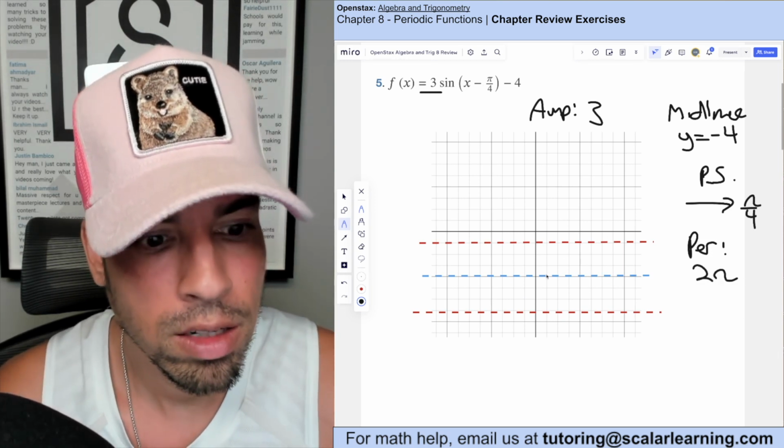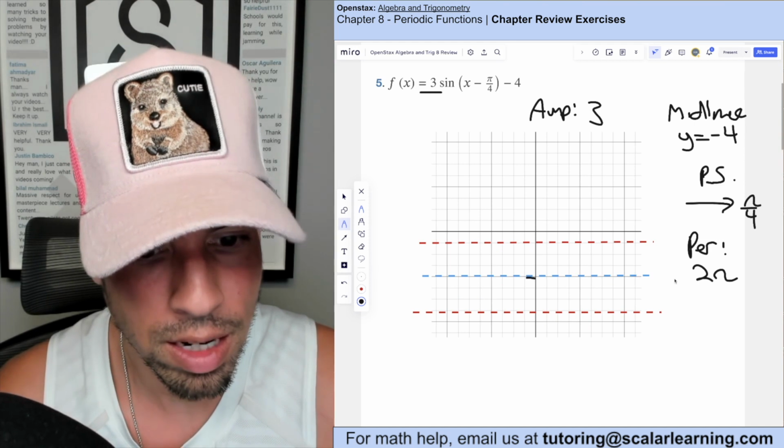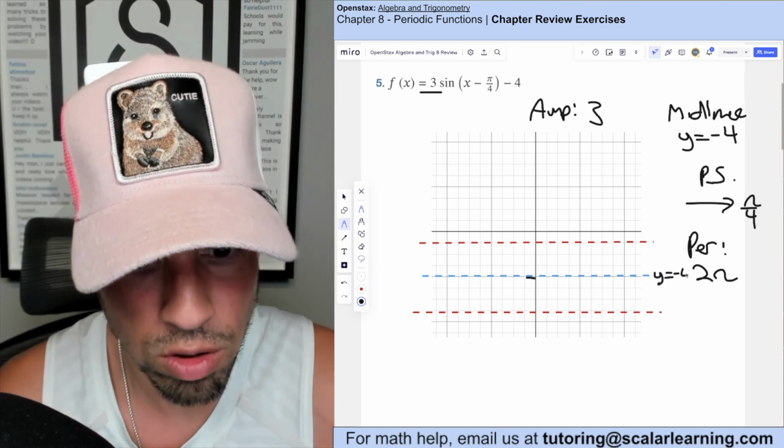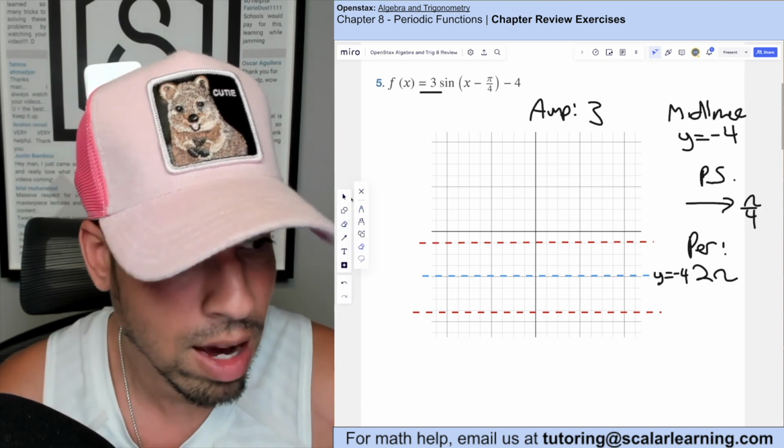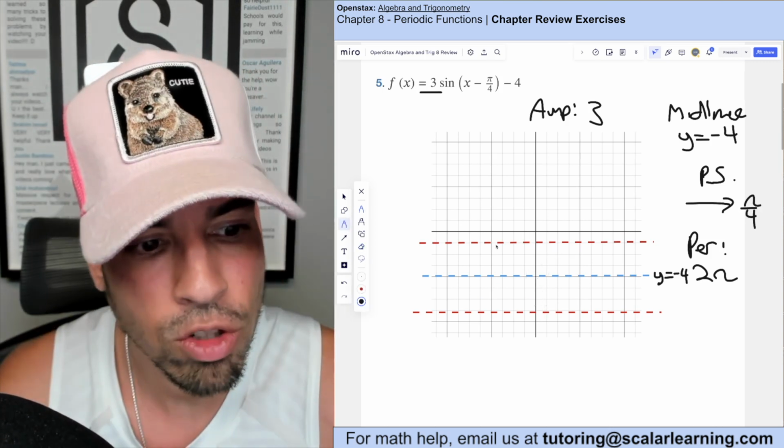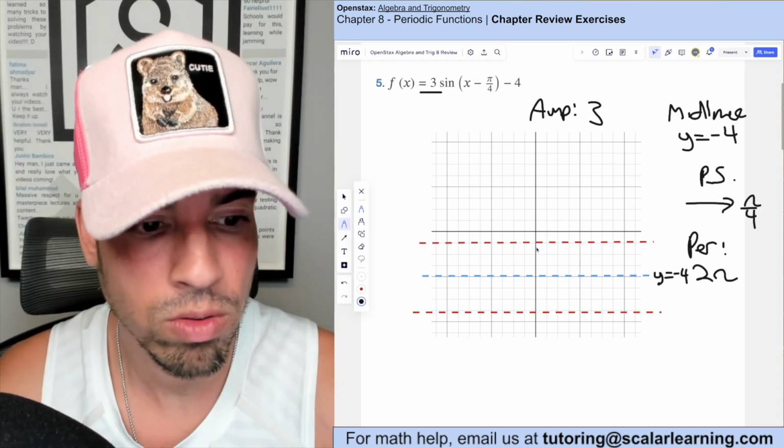Okay, and you can see I kind of placed these lines here. Midline at y equals negative 4, that's good to go. And then up 3 and down 3 for the amplitude. So those give kind of like the outlines of the top and the bottom. Again, these are just to make it easier to graph. You don't need these lines.